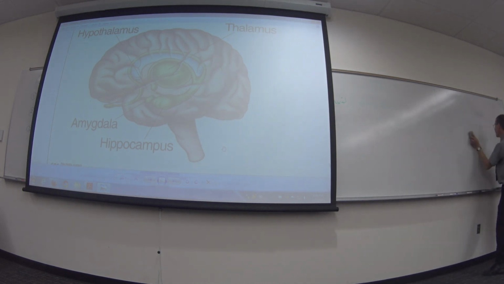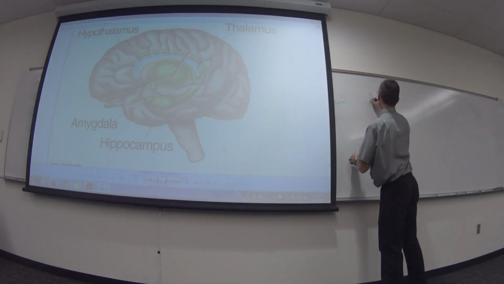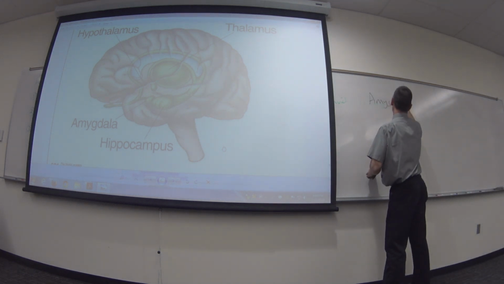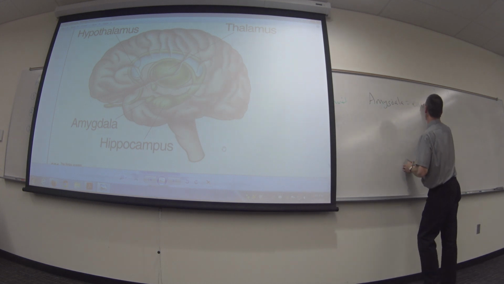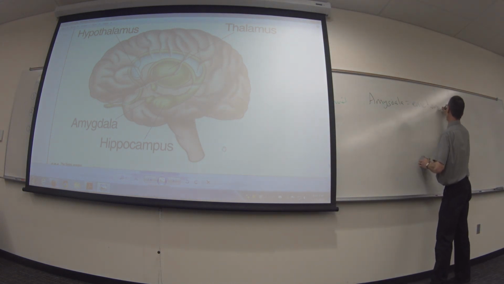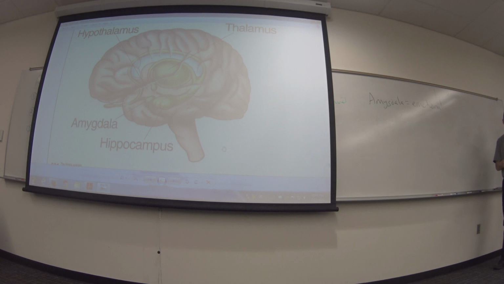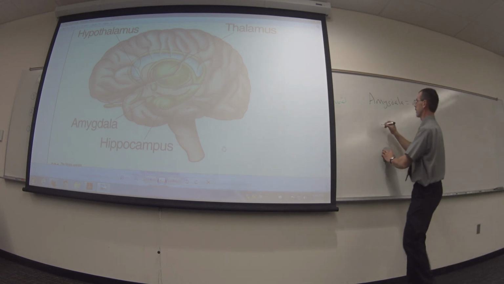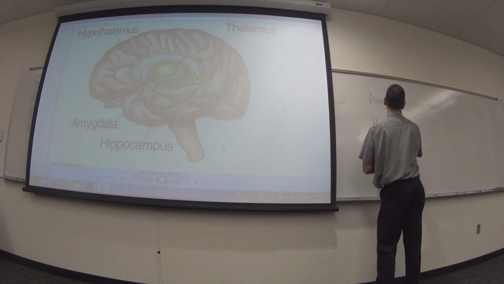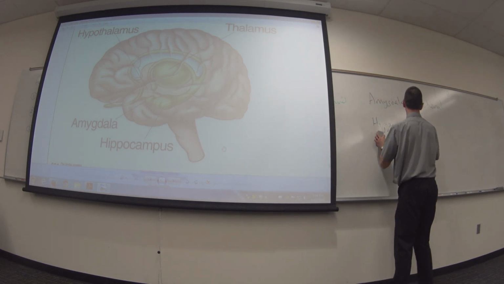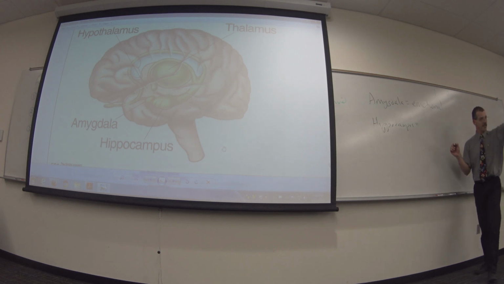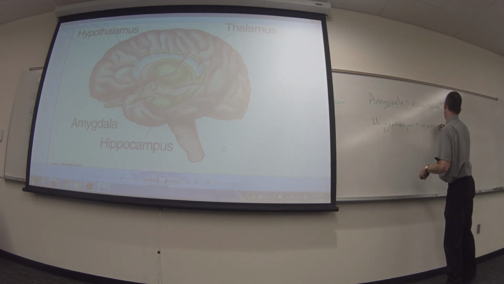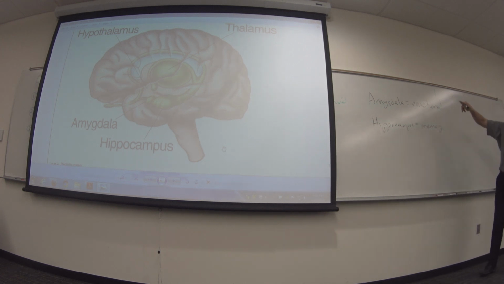Does anyone know what your amygdala is for? Emotions? Emotions, very good. So the amygdala, that's the emotional part of the limbic system. That's where you remember the feeling, where the feeling is residing. Hippocampus. Does anyone know from Psychology 101 what your hippocampus is for? That's the memory part of the brain. And they're both together in the same unit, right?